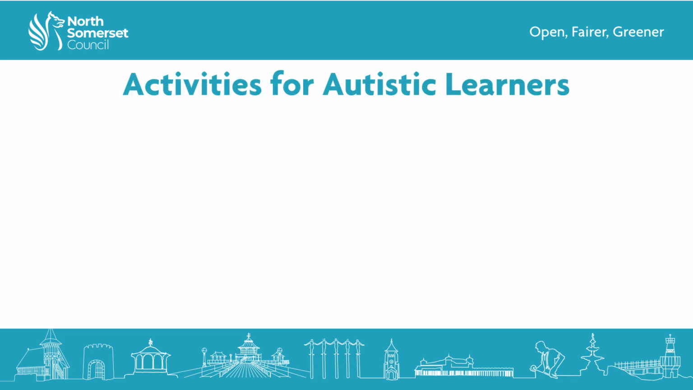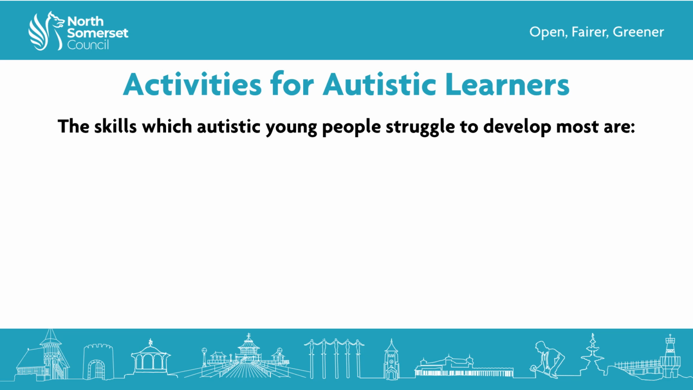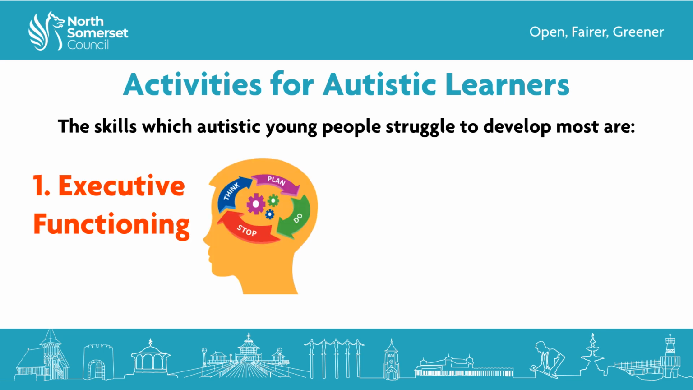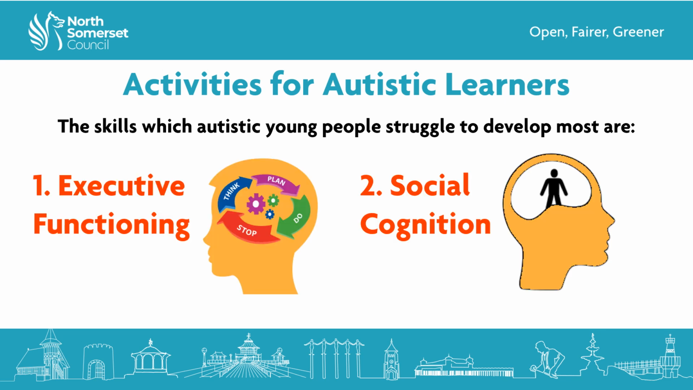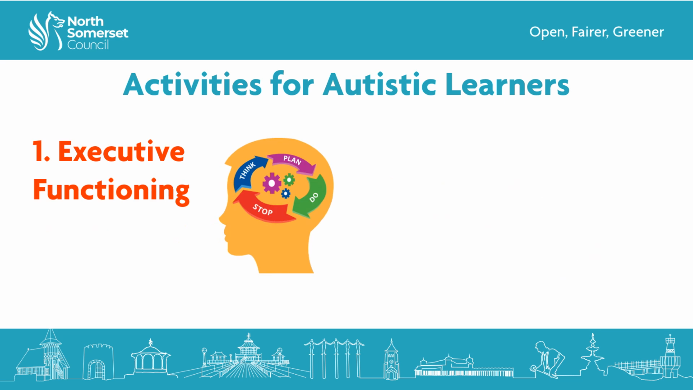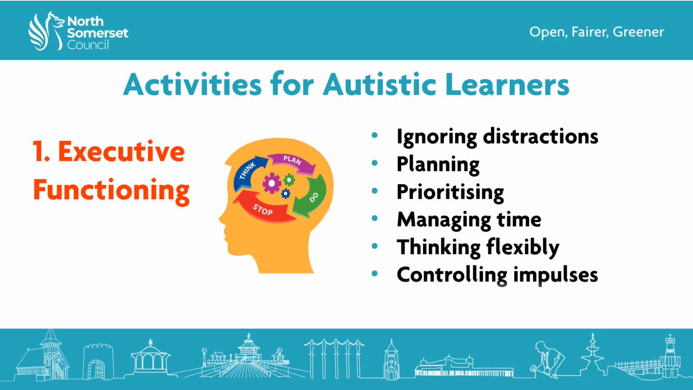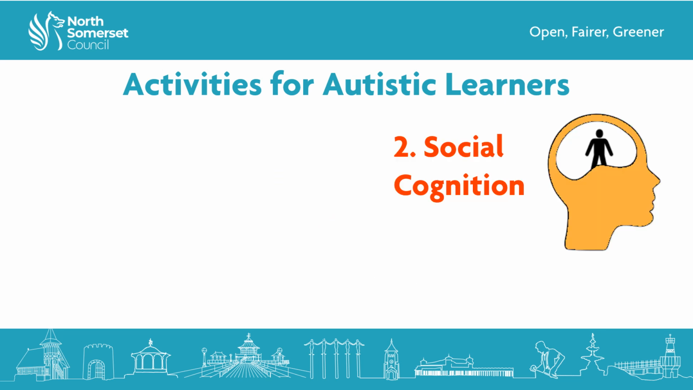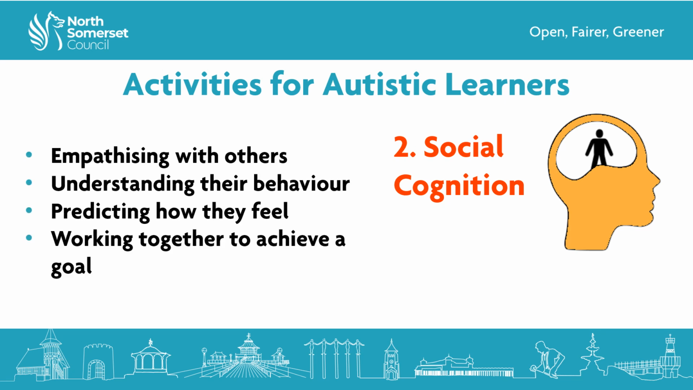Before we look at some specific games and activities, let's start by considering which types of skills autistic young people tend to struggle with in the classroom. And these are executive functioning and social cognition. Executive functioning refers to skills which help us manage our time and attention and organization. This includes skills like organizing our time and materials, maintaining our focus on a single task at a time, planning the steps involved in a task, prioritizing which bits are most important, monitoring our progress, and thinking flexibly. Social cognition refers to our understanding of other people, including predicting their behavior, what they might be thinking or feeling, and knowing how we can join in with them in group tasks.